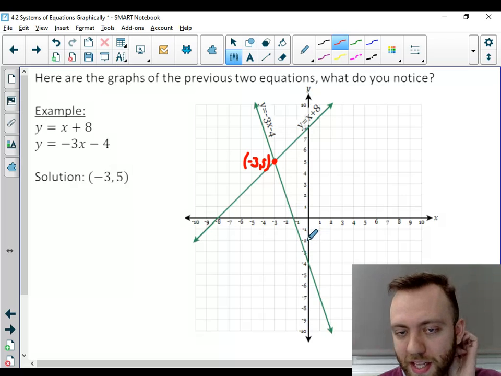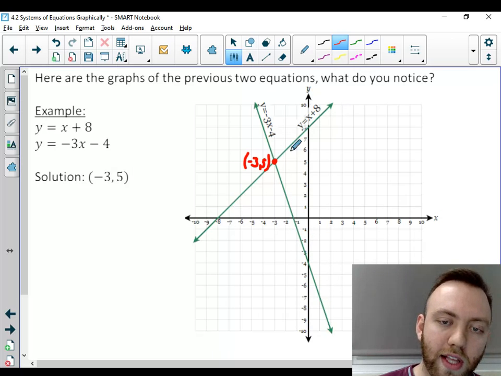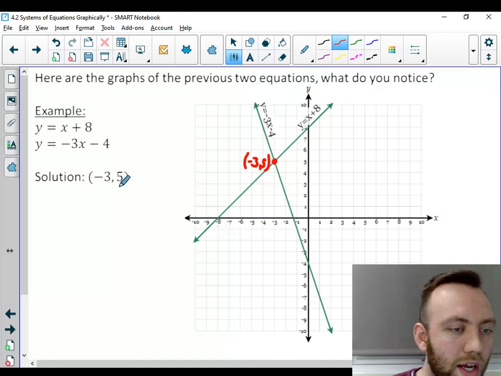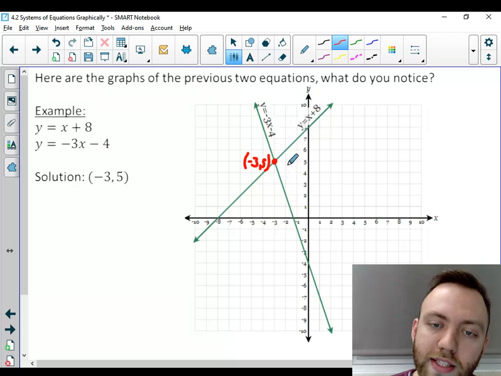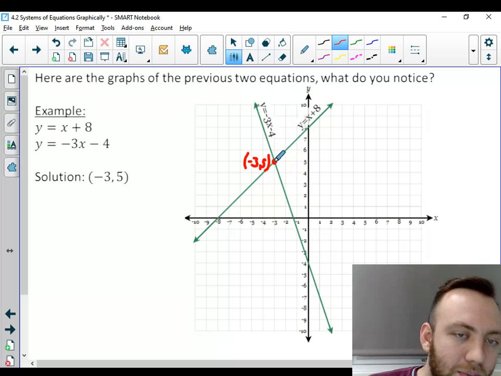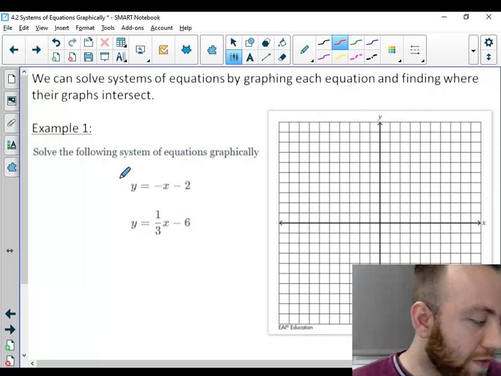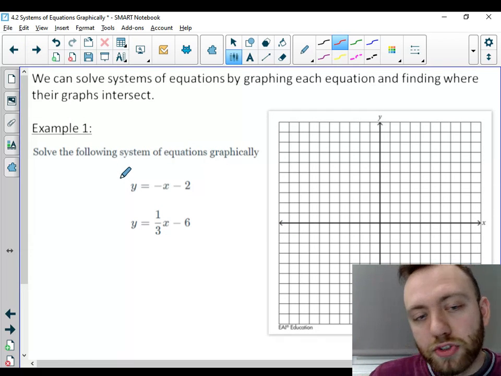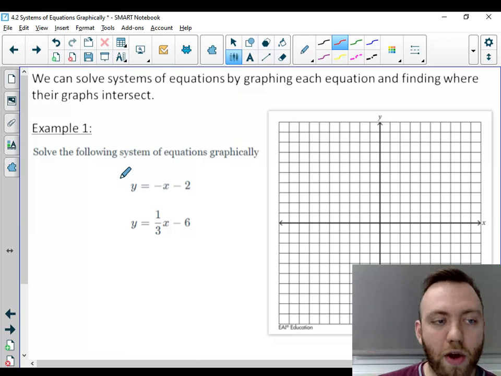And that kind of makes sense, right? Here's all the points on this line, and here's all the points on this line. So the one point that satisfies both of the lines, that's on both of the lines, is where they intersect. So one of our methods to solve a system of equations is going to be to graph both of the lines, right? And then find out where they intersect.